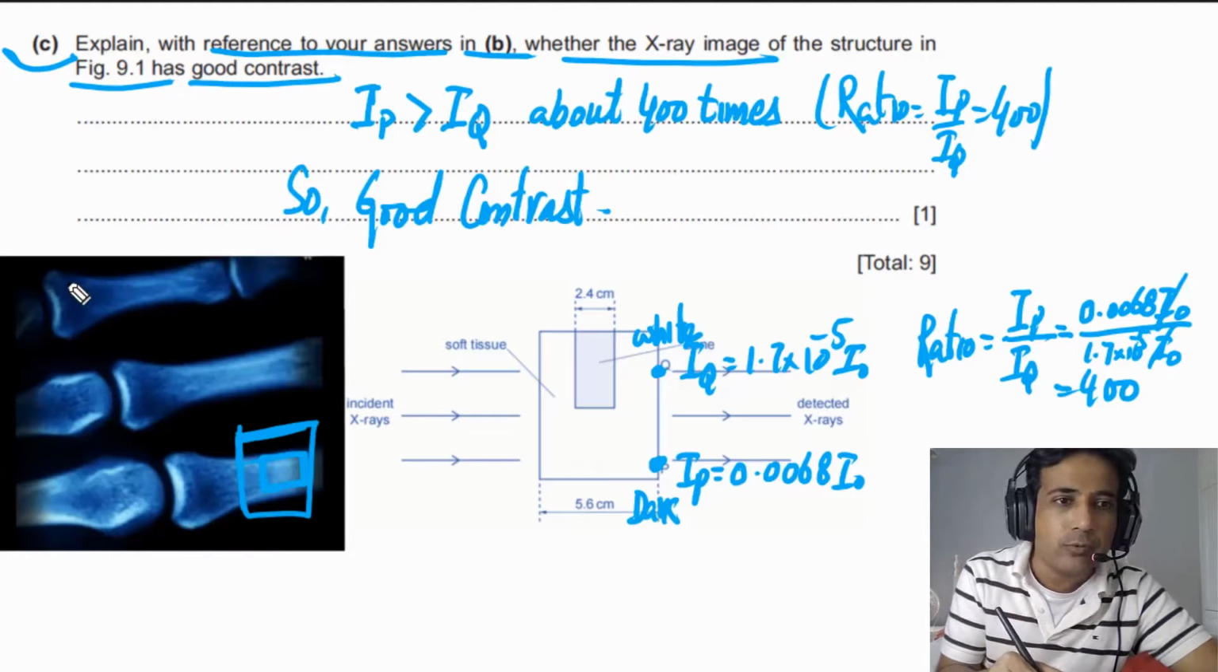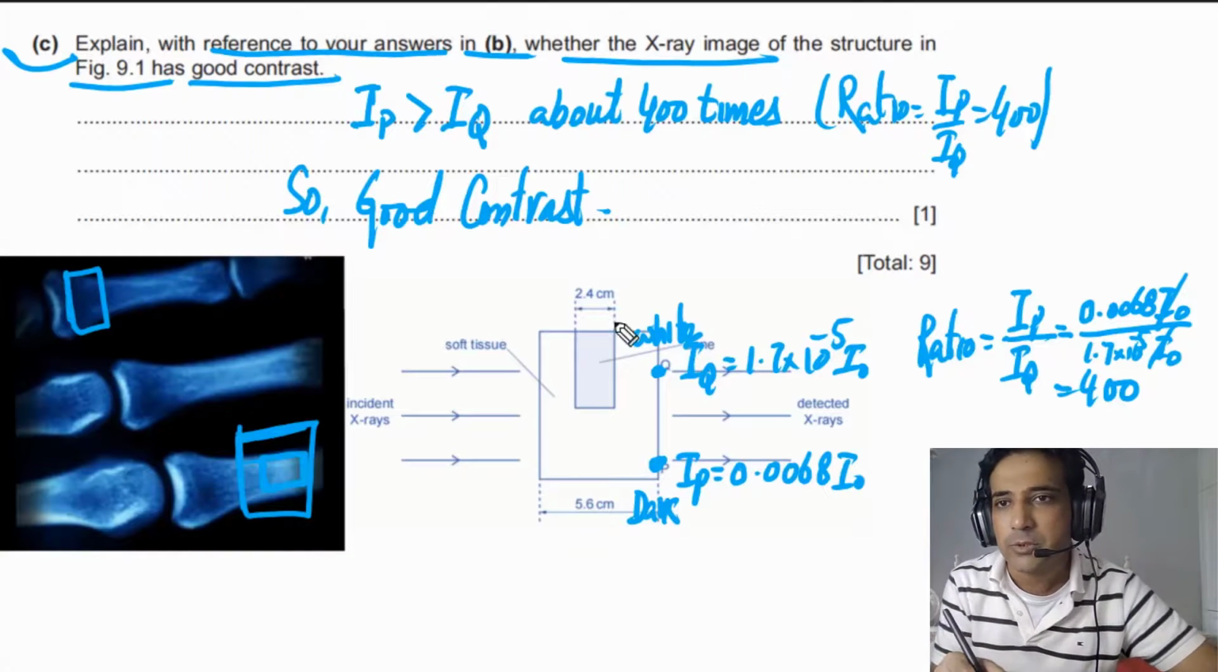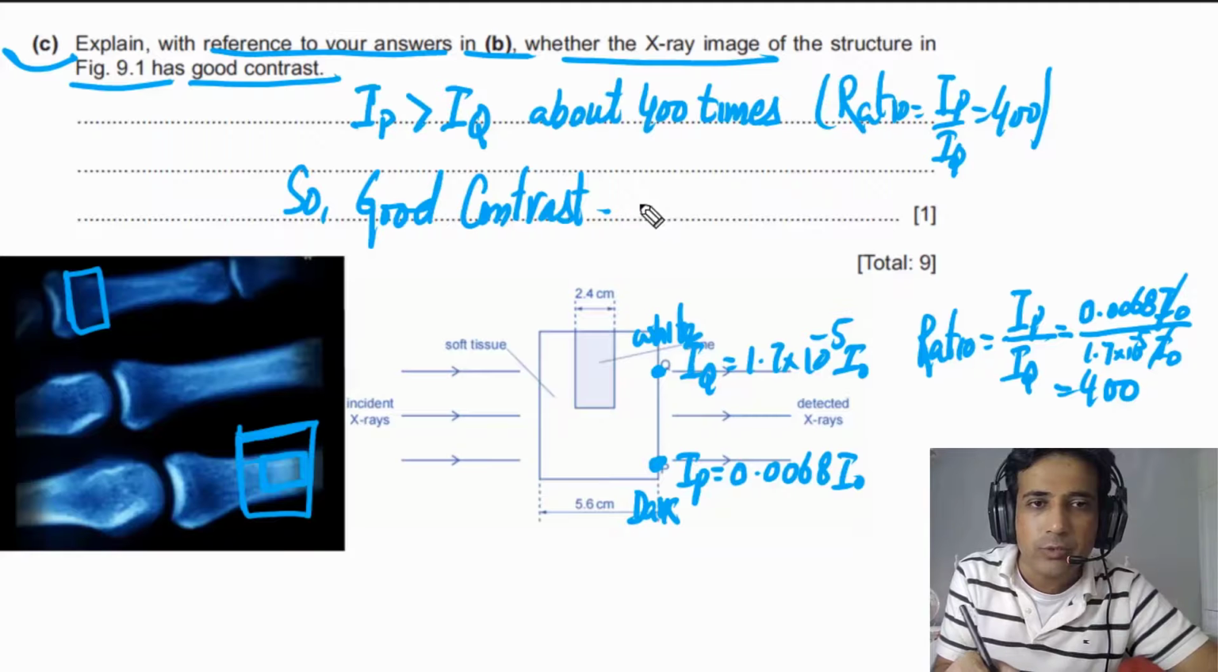But if you look at this one, it doesn't have very good contrast because this is also dark, and this is also dark. So it is not very good contrast. So this is how you can approach it. This question has only 1 mark. If you have written these 2 points, you will get 1 mark. And that one is a B mark.